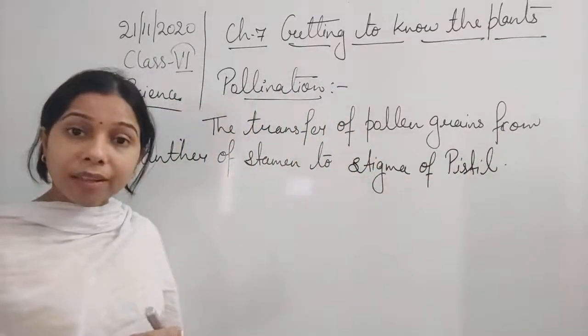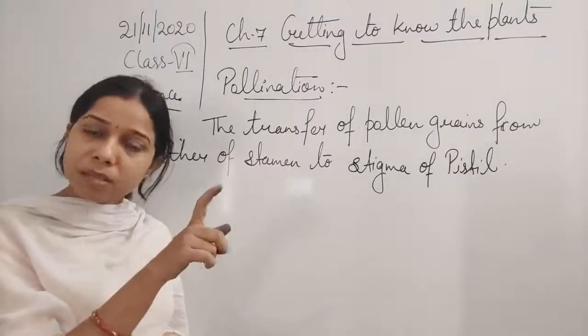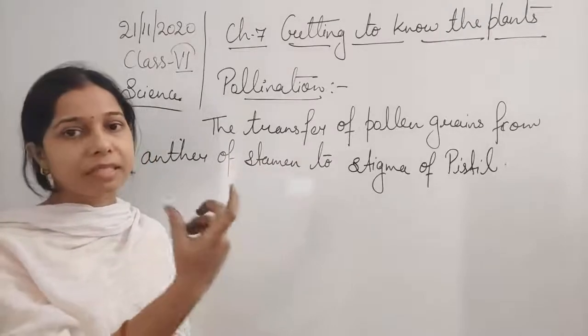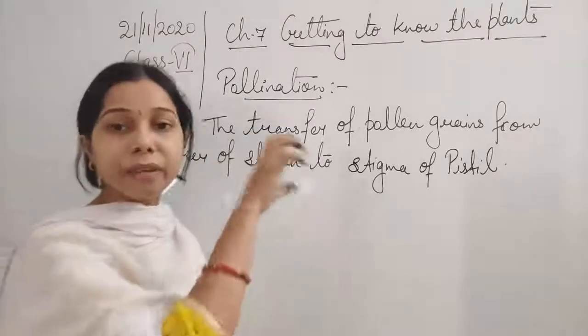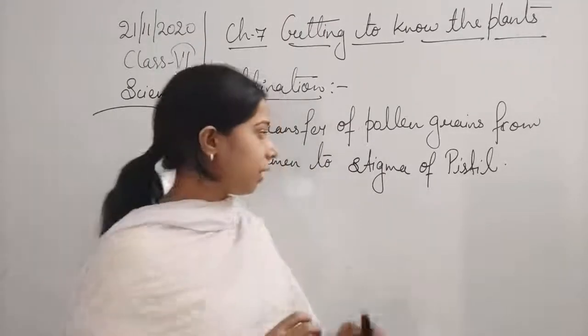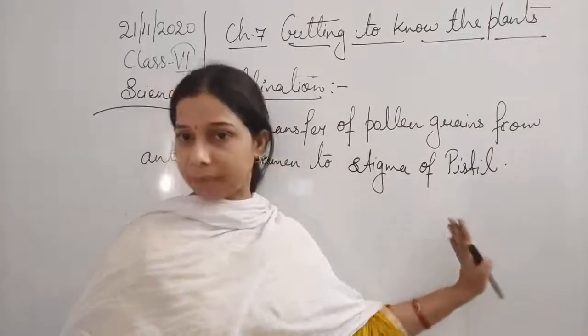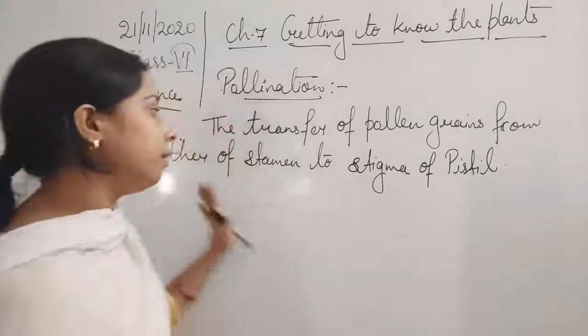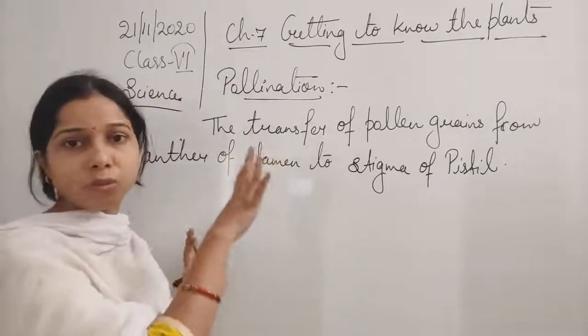Because if the pollen grain reaches the stigma, the stigma consists of a sticky substance, so it will make the pollen grain stick to it. So we can say the stigma of the pistil, and there the further process goes on.